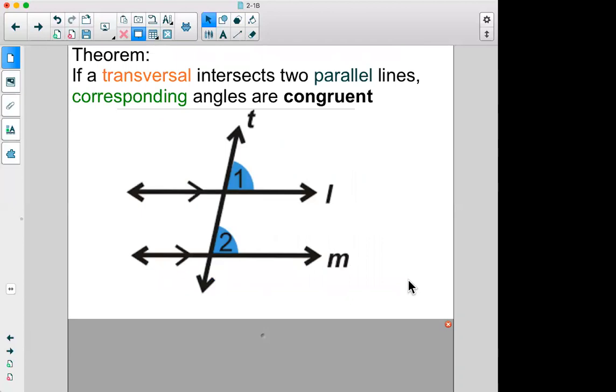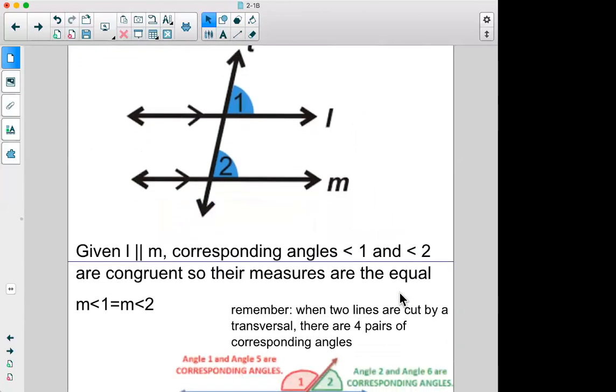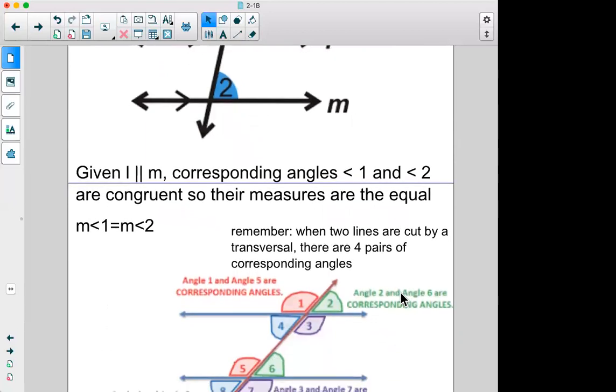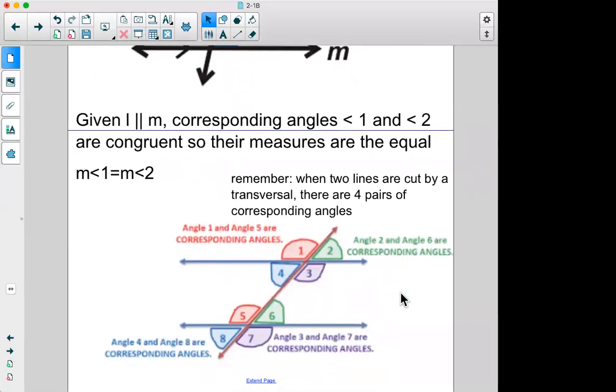Next theorem. Next property of parallel lines. If a transversal intersects two parallel lines, corresponding angles are congruent. And we know congruency means their measurements must be the same. Now just remember that there are always four pairs of corresponding angles. So when you're given parallel lines, that would be four pairs of congruent angles, if and only if the blue lines are parallel.